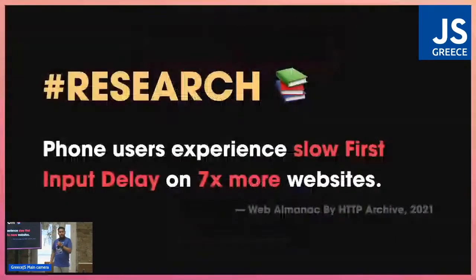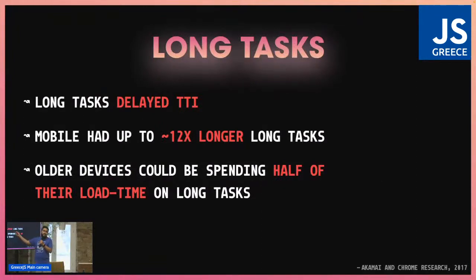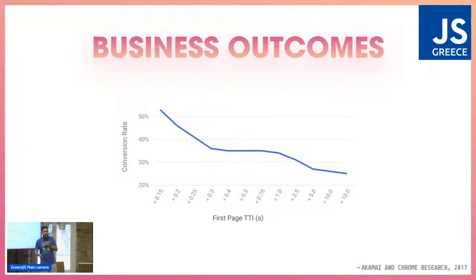So there's also a lot of research on the topic showing how bad that is, and for example, how even worse it is on mobile. For phone users, first input delay can be 7 times slower. Also, long tasks delay the time to interactive, and on mobile you can have 12 times longer long tasks. And there's even this number that on old or low-end devices, half of the load time could be spent on long tasks. And things get real when you see how this impacts your actual numbers like conversion rates or other business metrics.